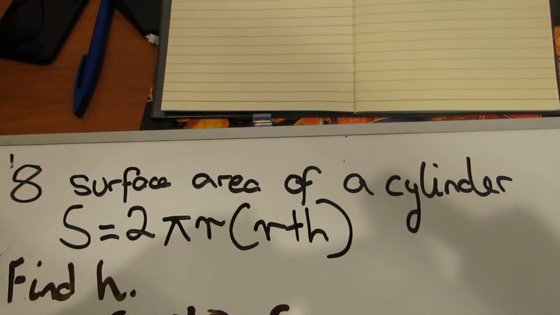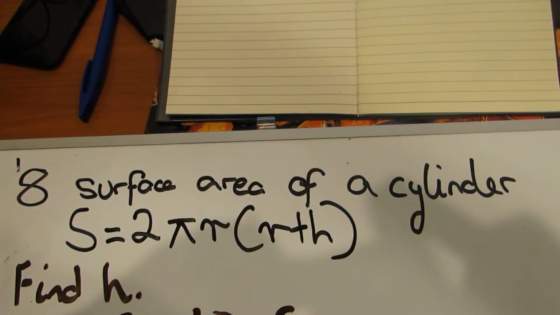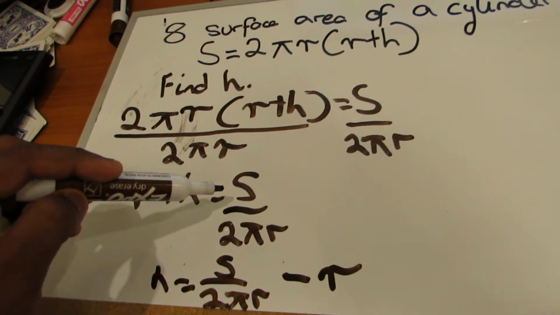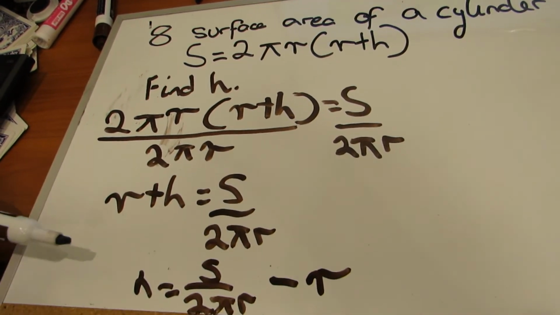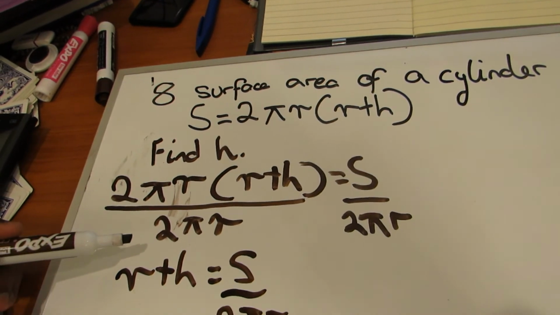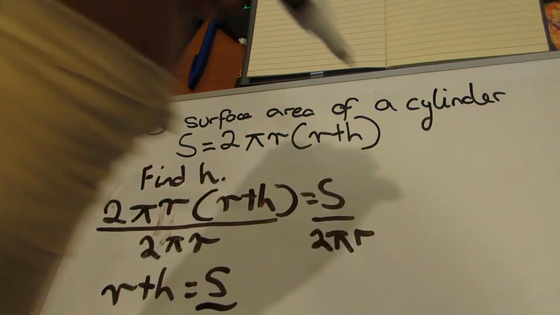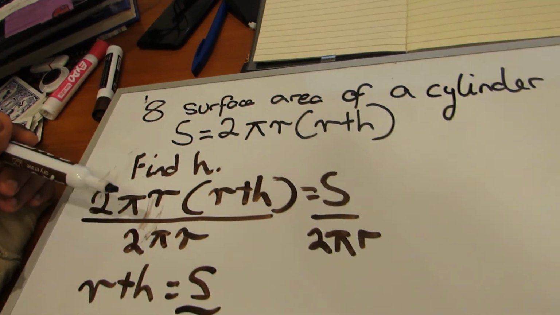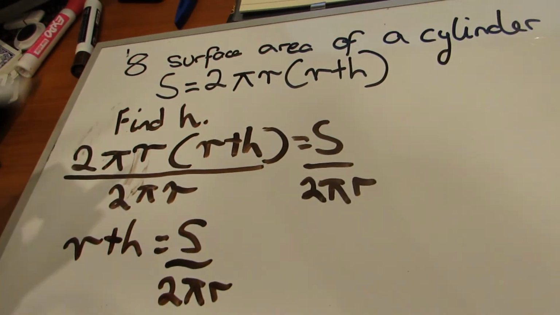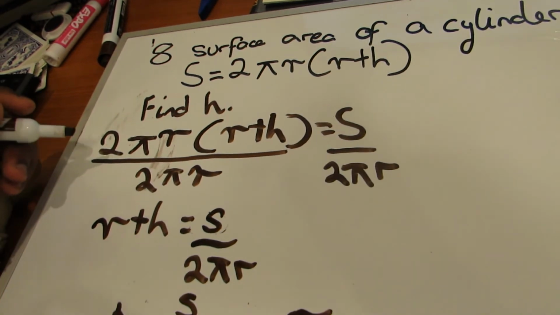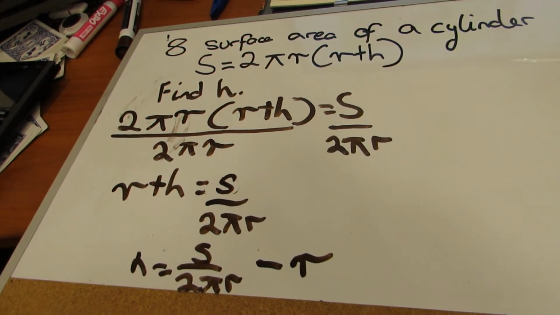The surface area of a cylinder is S equals 2 pi r bracket r plus h. So to find h, what you have to do is divide by 2 pi r. Why am I so bad at this? And you also do that to the same side, because remember, whatever you do to this side, you do to this side. And then that will equal r plus h, which equals s. That looks like a 5, but that is an s. S over 2 pi r.